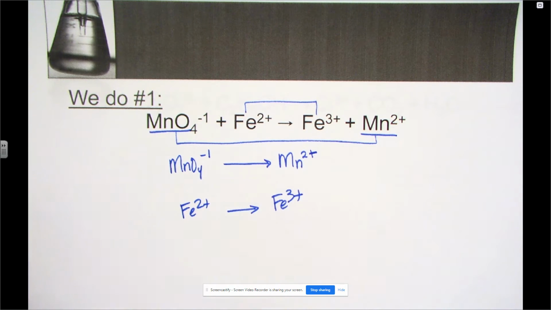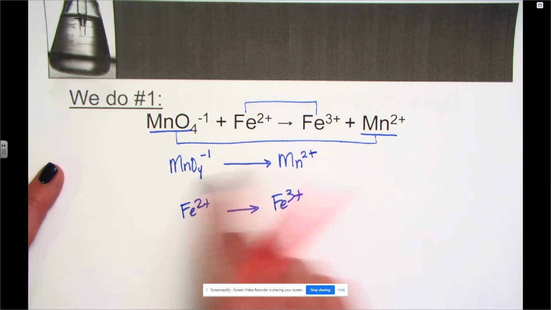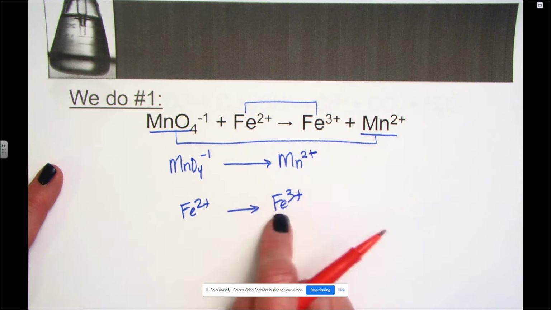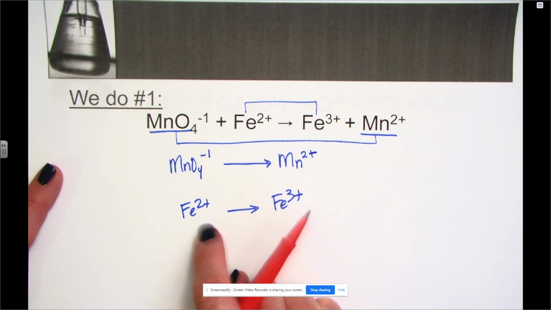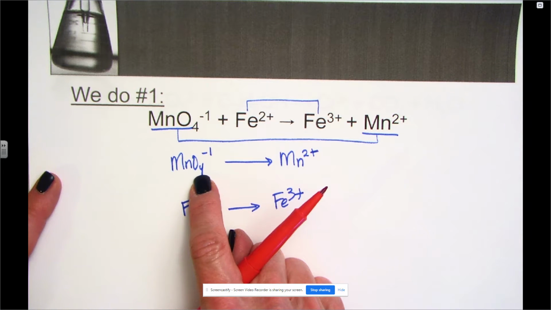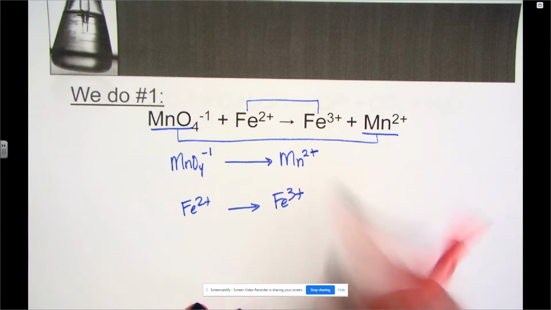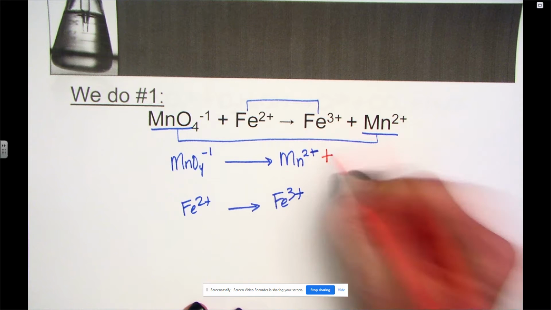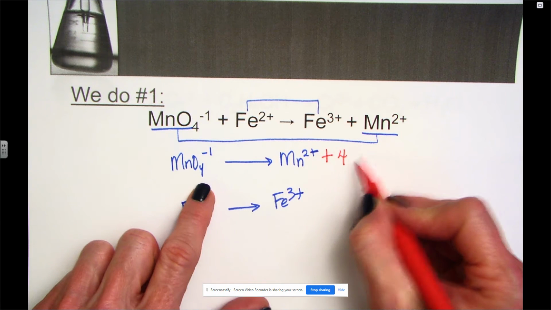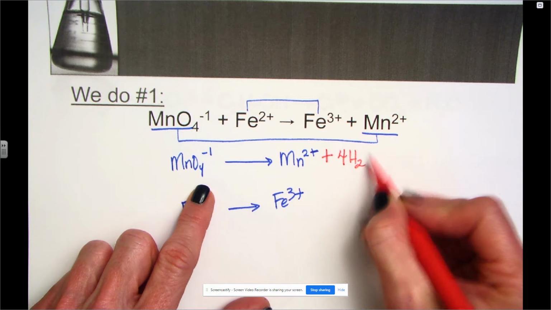All right, so balance everything except for hydrogens and oxygens with coefficients. Well, our manganese are balanced right now. We have one manganese on both sides, and irons are already balanced. There's one iron and one iron. So now move to your next step, oxygens. There are 4 oxygens on this side and none on this side. So that means we're going to add waters to balance our oxygens. So to get 4 oxygens, we're going to have 4 waters. So 4 water molecules.